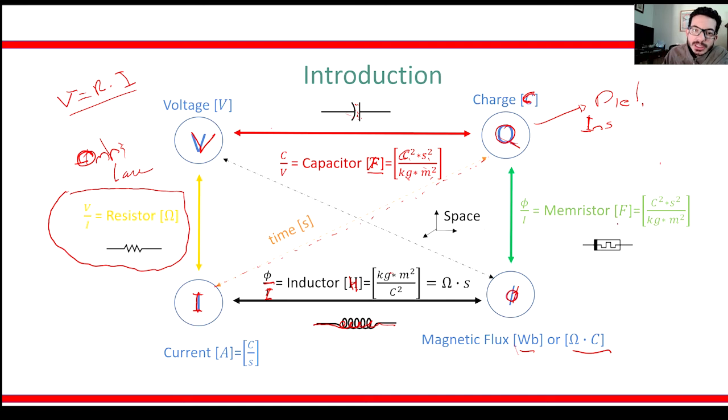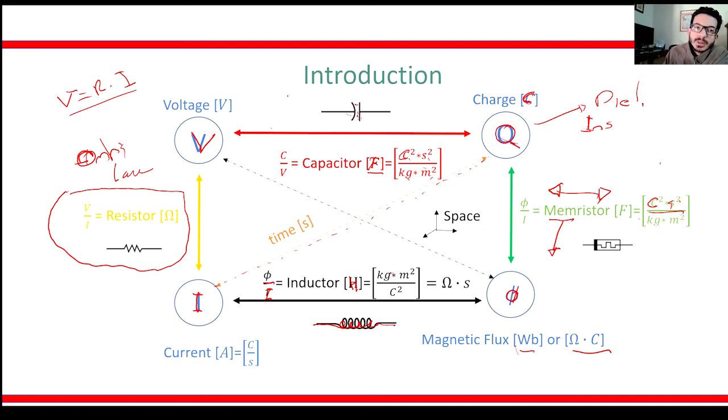And electric charges and magnetic flux are related through something called a memristor. I don't know if you've heard of this term or seen it. It's not extremely useful for a lot of commercial applications, but for research it is very useful because memristors have resistance with memory. Basically, you can tune the resistance based on the inputs that you apply, the currents and the voltages. So a memristor has units of coulomb squared per second squared divided by kilograms per meter squared.